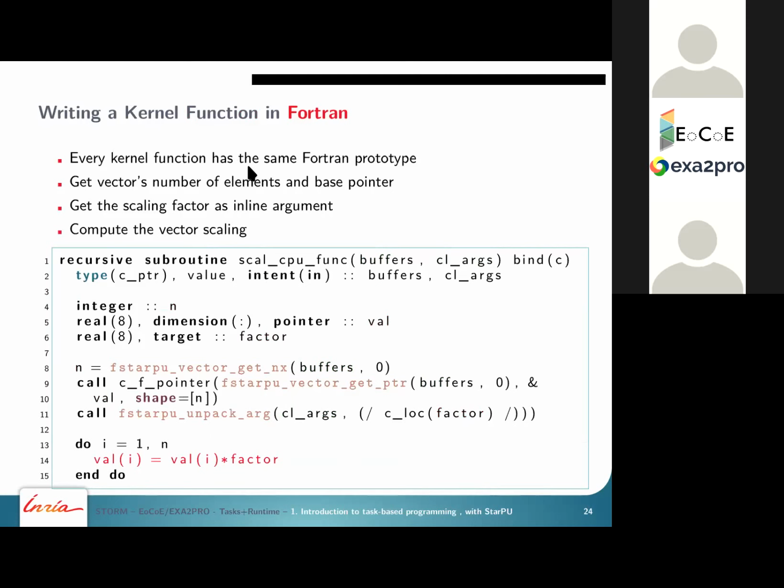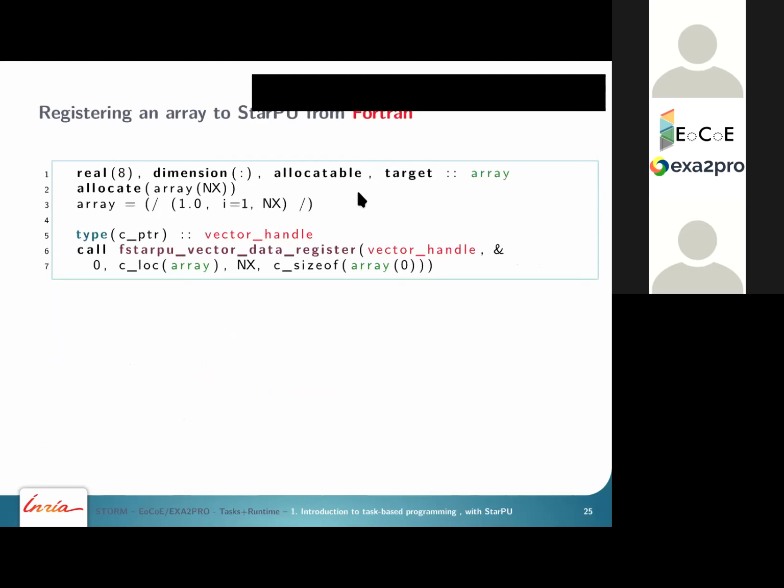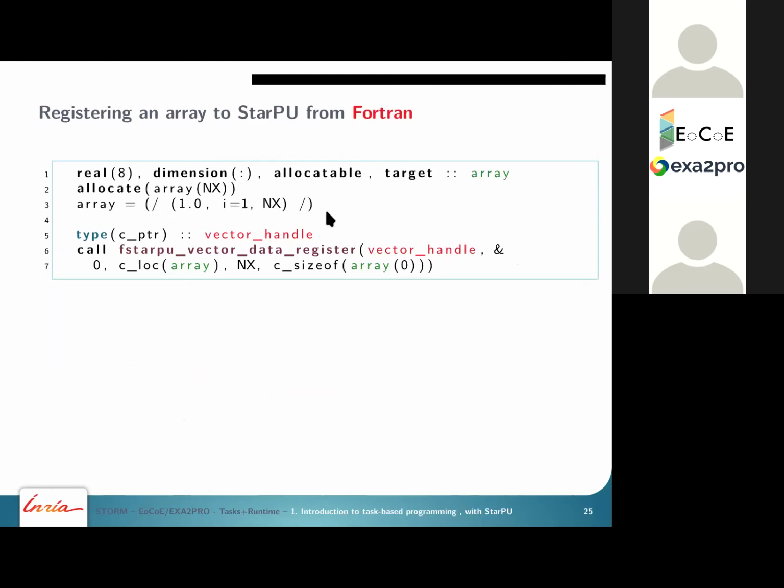So this is for the kernel. And then how do you actually submit a task? So you have your array. So you would use allocatable arrays with the varying size, and then you register to StarPU as for C. So you provide the location of the array, the number of elements, and the size of each element, and you get back a vector handle. So it is a CPTR, so an opaque type.